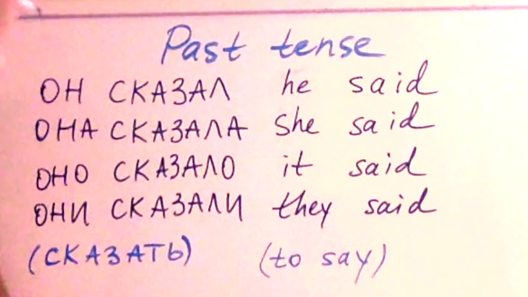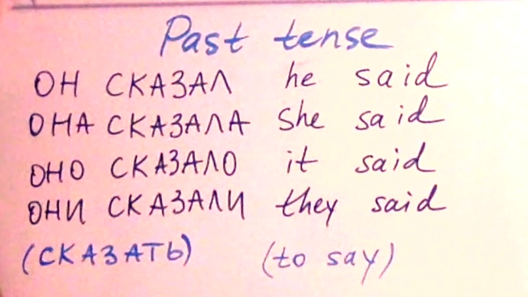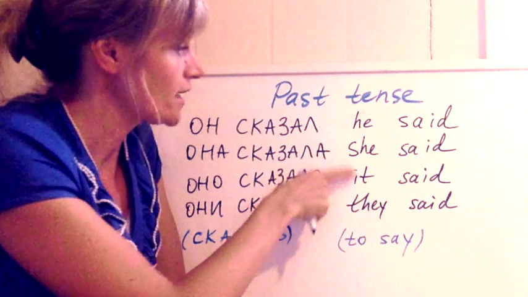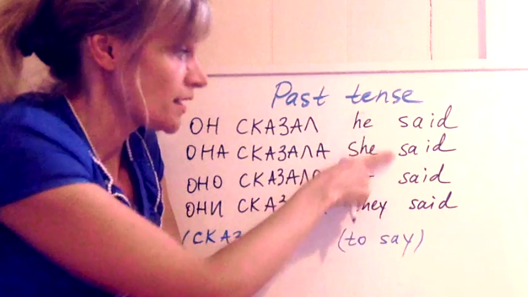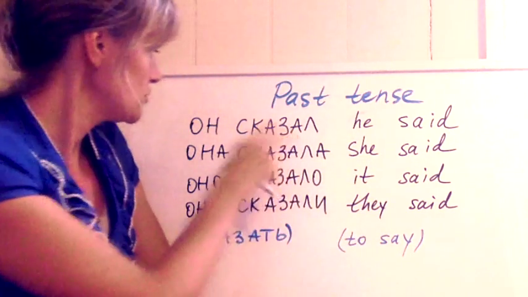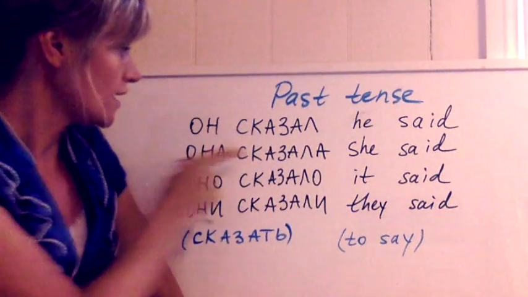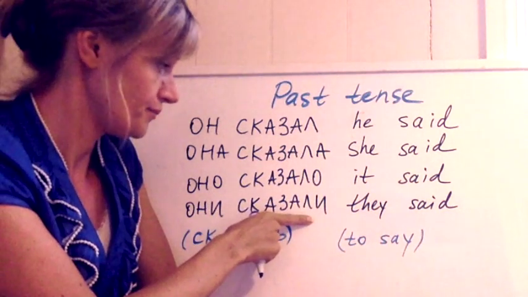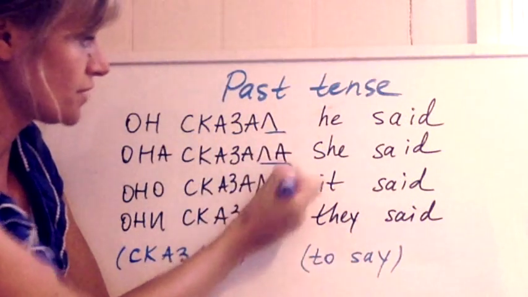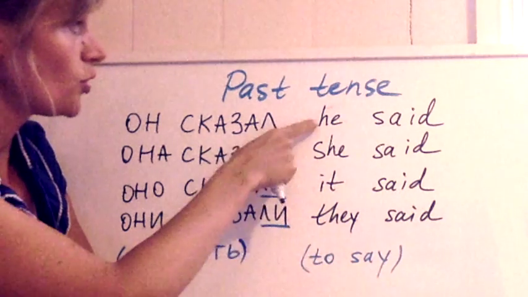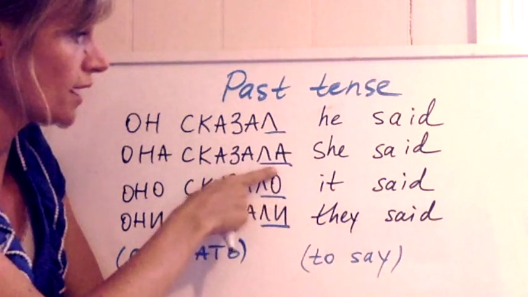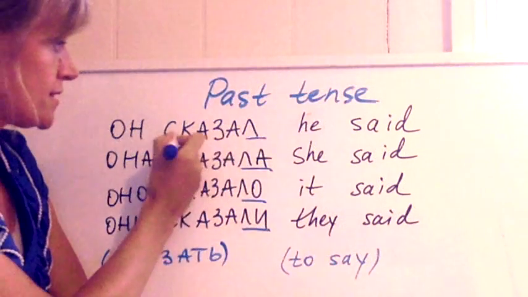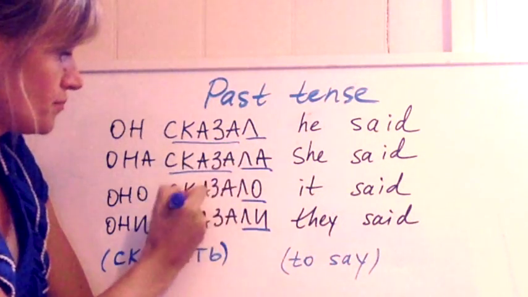Okay, past tense. Let's take a look at English past tense first. He said, she said, it said, they said. The same. And in Russian, он сказал, она сказала, оно сказало, они сказали. The ending is different every time. For he, it's L. For she, la. It, lo. They, li. And the stem is exactly the same.